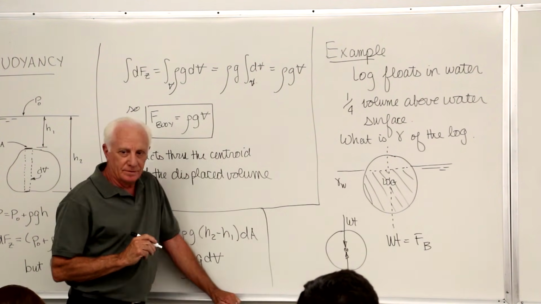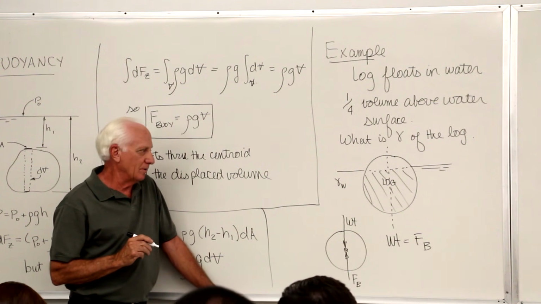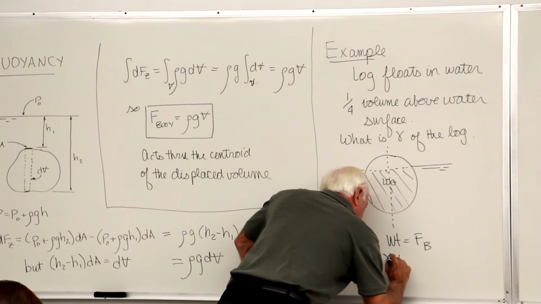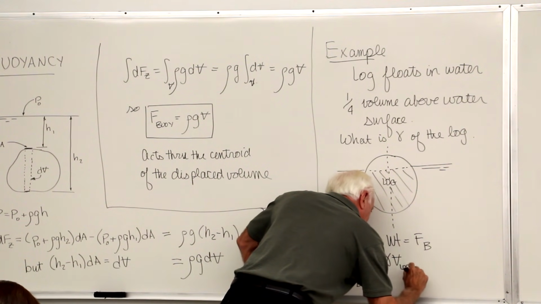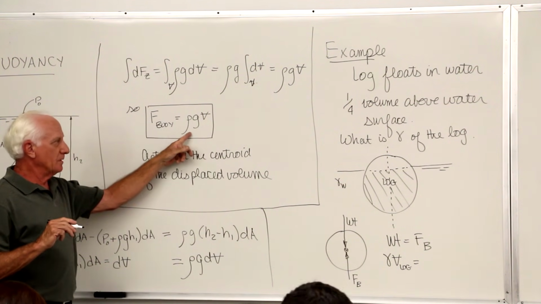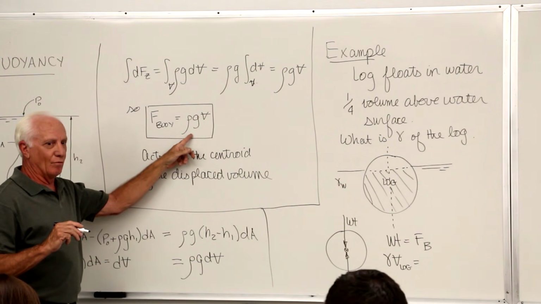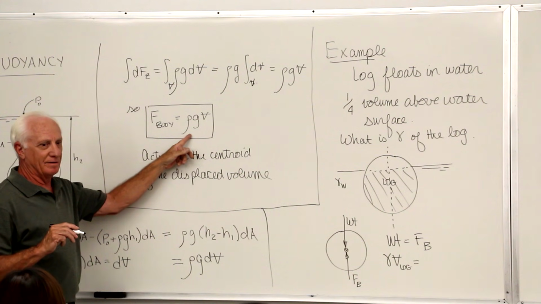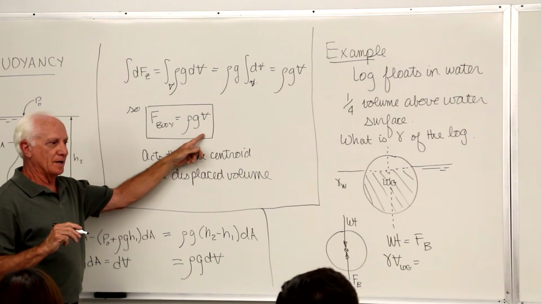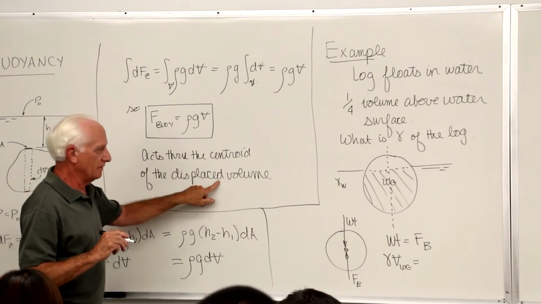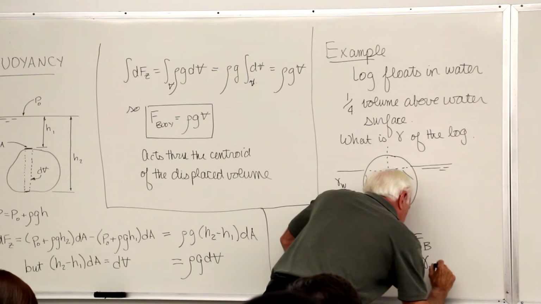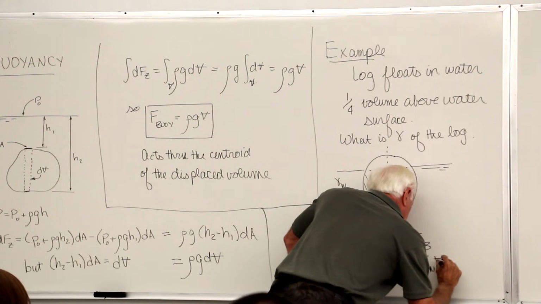Okay, the weight of what? The log. The whole log? Well, of course the whole log. Gamma of the log times the volume of the log. FB: here it is. Gamma of what? Well, what did you push out of the way? Water. The volume of what? The volume pushed out of the way, the displaced volume. Gamma of water times the volume displaced.